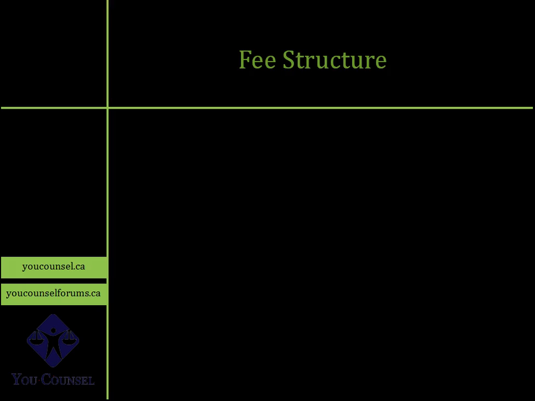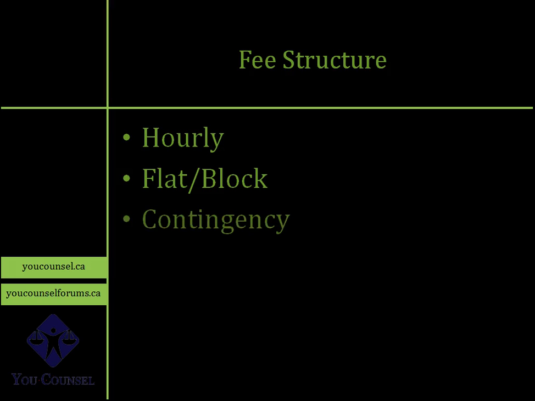Coming to legal fees, the fee structure is generally of three kinds. One is hourly fee structure, second is flat or block fee or fixed fee structure, and third is contingency fee structure. So we'll cover each one by one. Hourly fee, as the name implies, is based upon the number of hours that the lawyer works on your case and then charges accordingly.